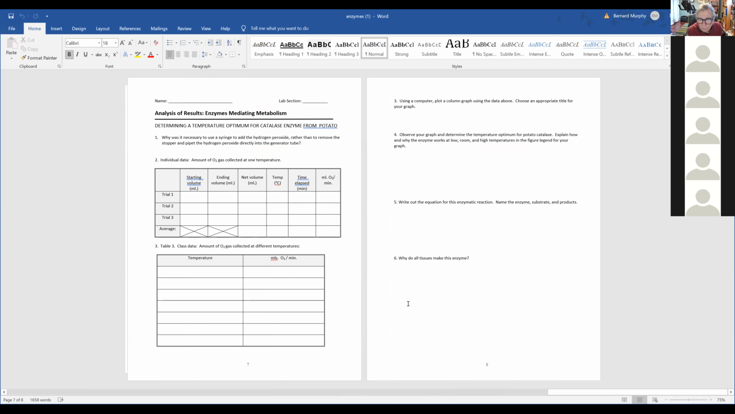Finally, question 6. Why do all tissues make this enzyme? Well, it's a protection. Because remember, all cells make hydrogen peroxide and they can't help themselves. It's a natural byproduct of metabolism. And it's a very dangerous molecule that actually kills cells. So they have to have catalase on hand to destroy it as soon as it's made to protect themselves.